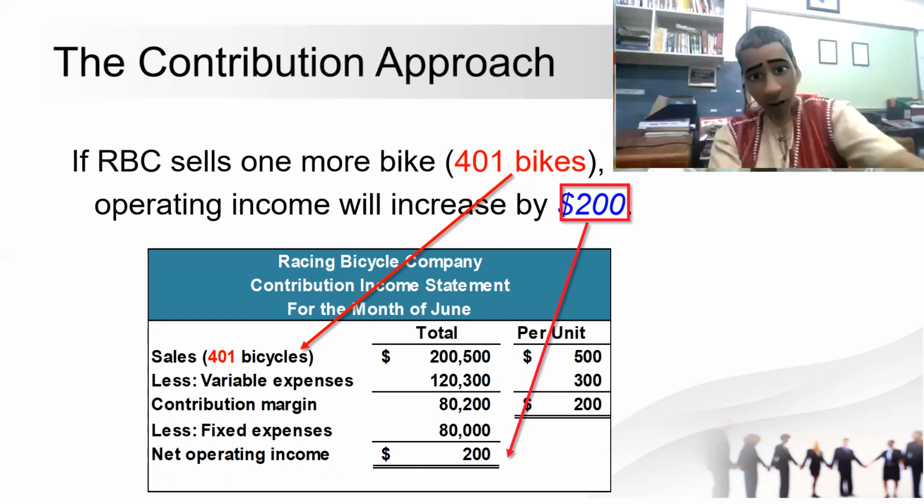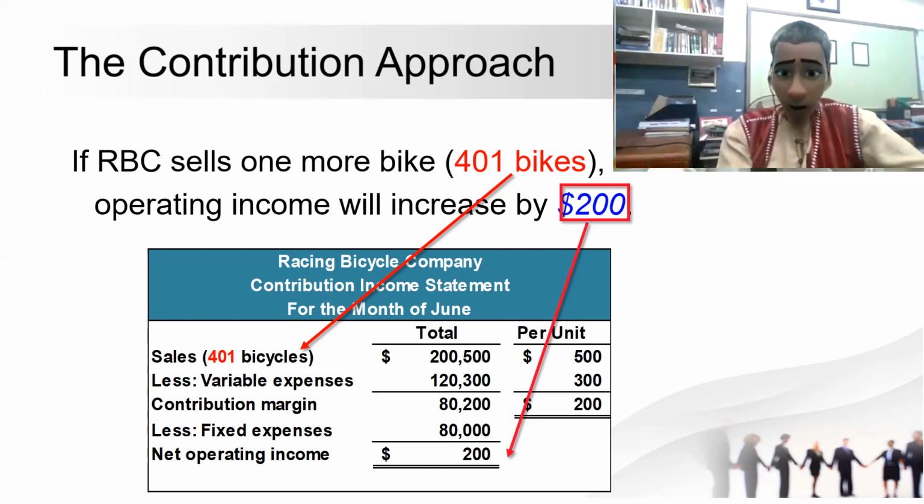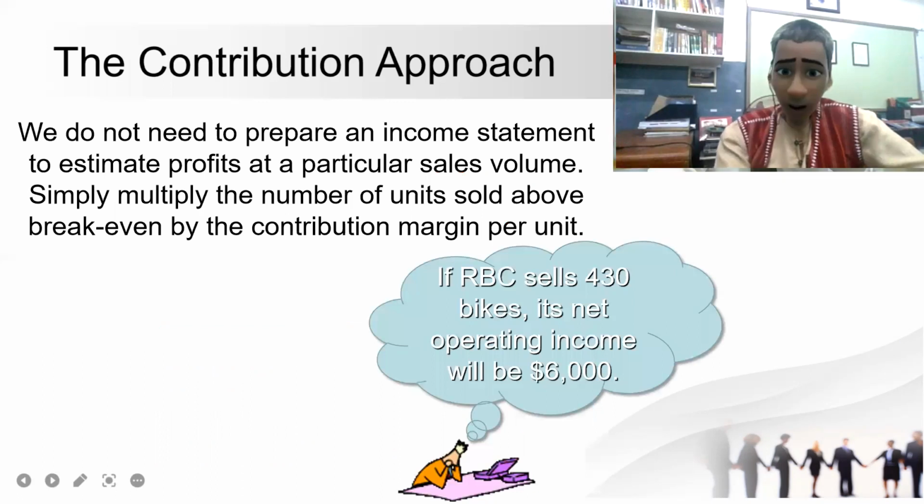We do not need to prepare an income statement to estimate profits at a particular sales volume. Simply multiply the number of units sold above break-even by the contribution margin per unit. So our contribution margin per unit is how much? It is 200. So the 200 contribution margin times how many units you sold more than the break-even point.